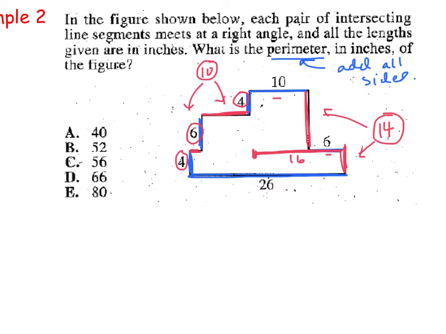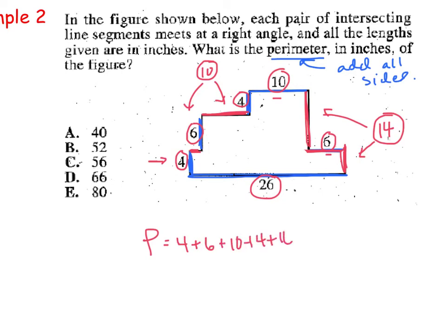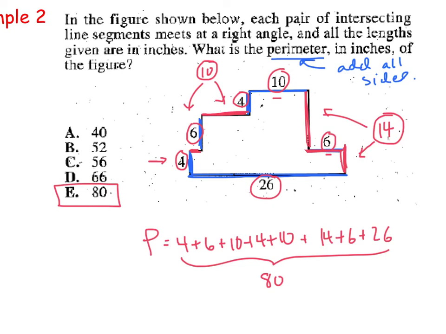All right, so now I'm looking at the problem, trying to figure out what to do. I'm going to erase the parts that I'm not going to add, and circle the ones that I do add. So 4, 6, 4 are circled. I've got to add 10, I've got to add 6, and I add my 14 and my 26. So the total perimeter of this shape, I'm going to start here and go around clockwise: 4 plus 6 plus 10 plus 4 plus 10 plus 14 plus 6 plus 26. Adding those all together with your calculator, you should get 80. The biggest number on the answer choices is your answer to this question.